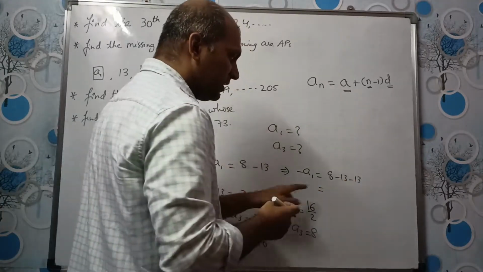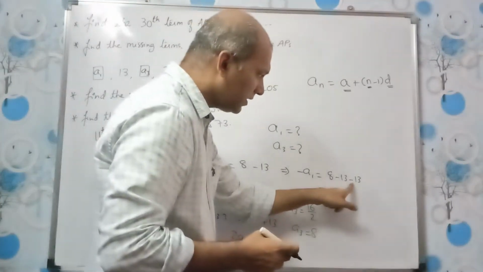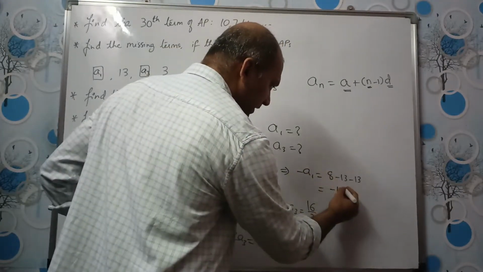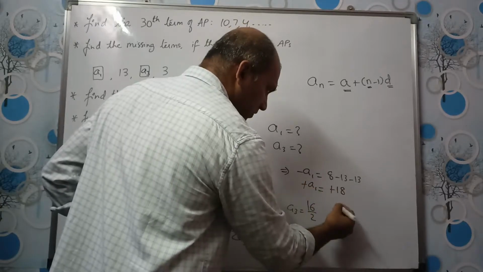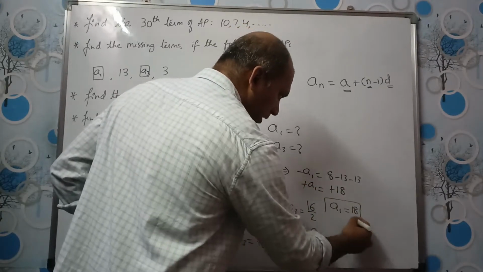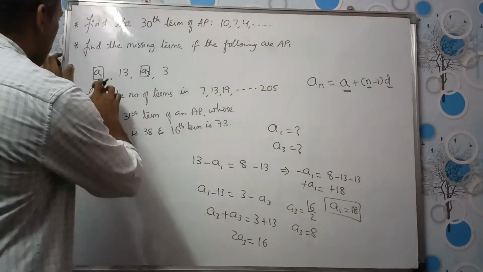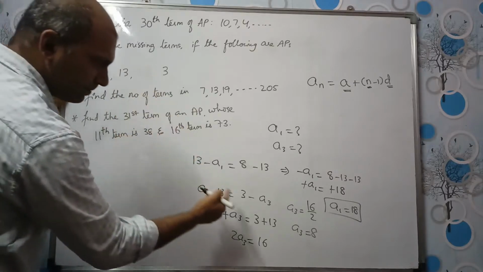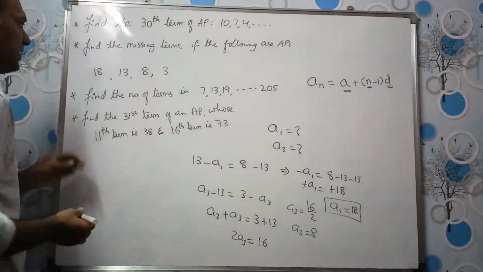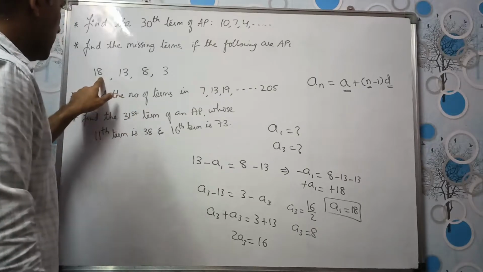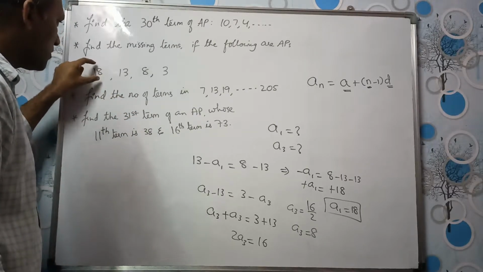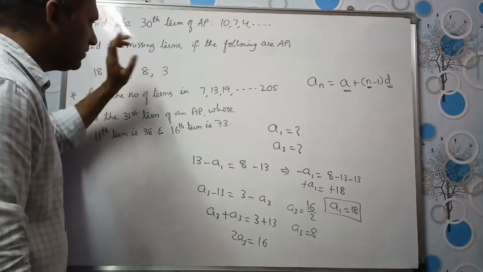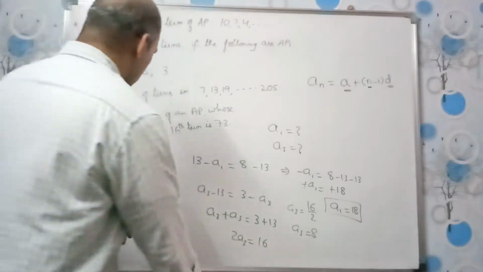So 8 minus 13 is minus 5, minus 5 minus 13 is minus 18. So minus minus will get cancelled, A1 is equal to 18. Okay, so this is 18 and this is 8. See, the difference is minus 5. 18, you add minus 5 to this or you subtract 5, you will get 13. 13 minus 5, 8. 8 minus 5, 3. Okay, I hope this is clear.